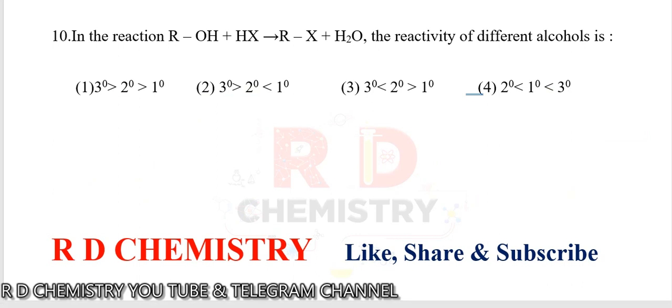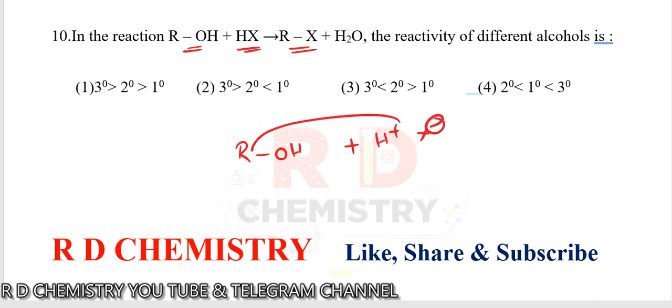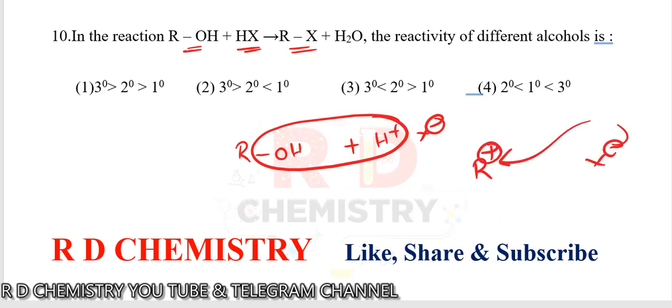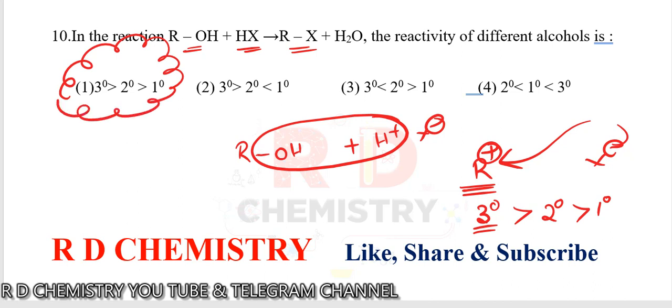Question number 10. In the reaction where alcohol reacts with HX to give alkyl halide, what is the order of reactivity of different alcohols? So the alcohol reacts with HX, H plus and X minus. Actually, protonation occurs and we get a carbocation, then X minus attacks here. So it is a carbocation mechanism. The tertiary carbocation is more stable compared to secondary, compared to primary. Therefore, the halide easily attacks the tertiary one to give the more stable compound. So the tertiary carbocation easily forms, and the tertiary alcohol easily reacts. Therefore, the answer is option number 1: tertiary greater than secondary greater than primary.